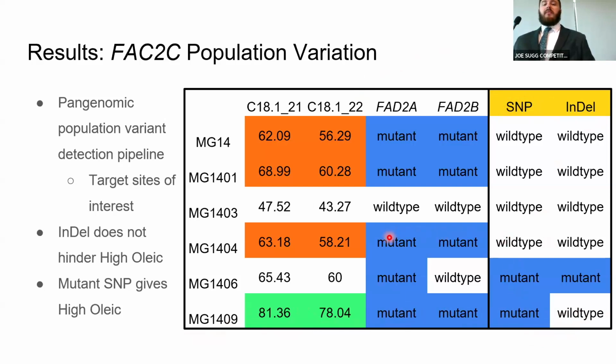So when you have a mutant FAD-A and FAD-B with a wild type SNP location, we can see that in these 3 representative samples right here, we're now no longer maintaining high oleic when we have the SNP on our FAD-C promoter region. So the mutant SNP seems to give off our high oleic.